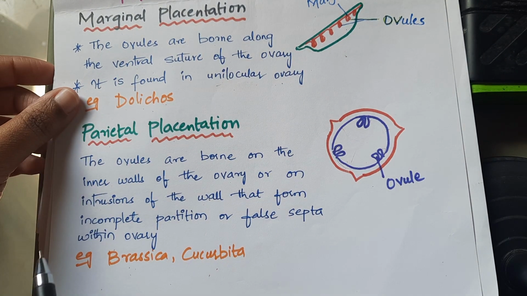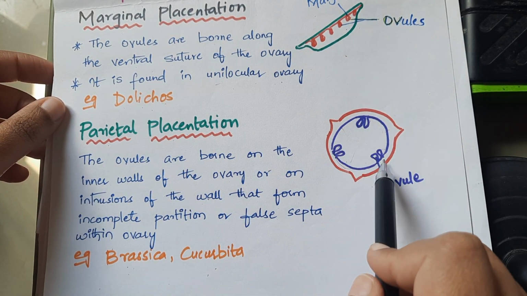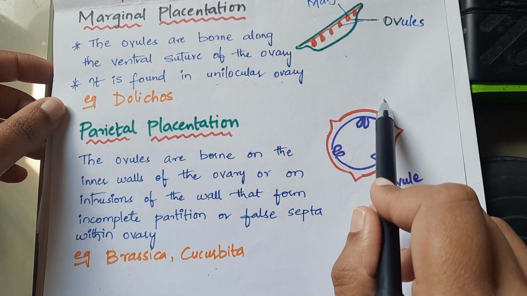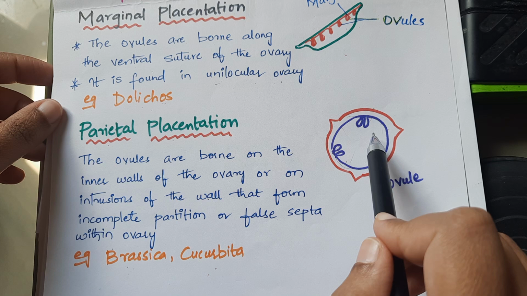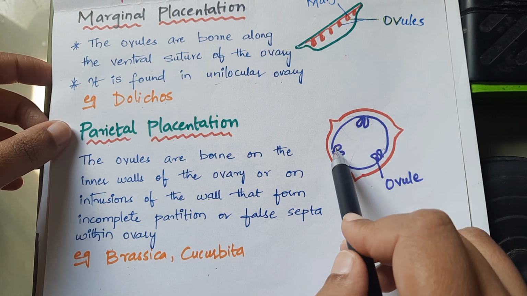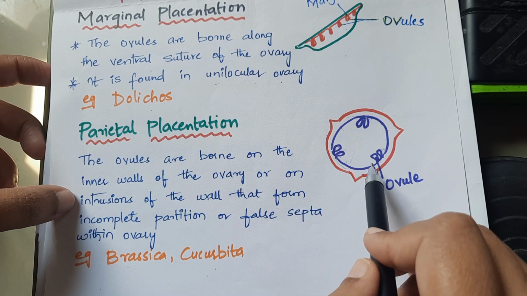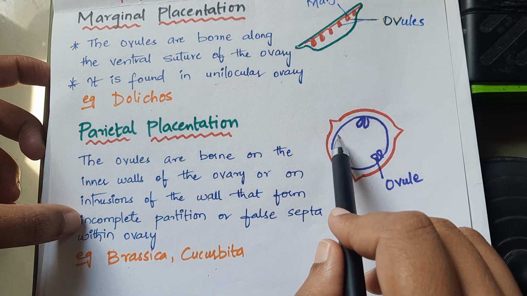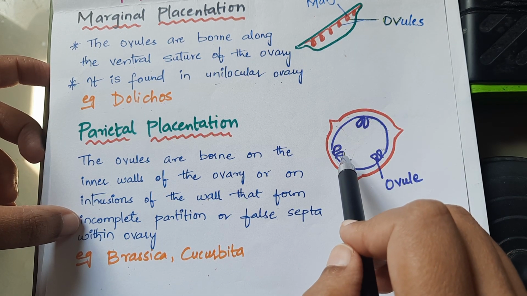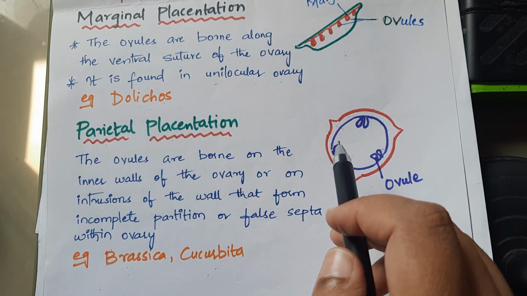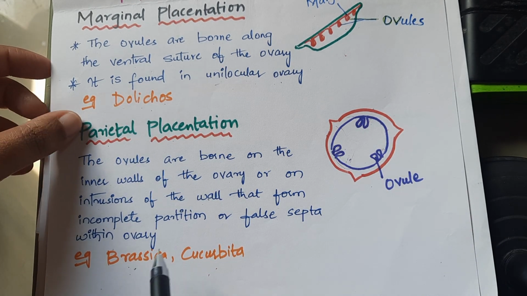Then coming to the parietal placentation. See here, the ovules are born on the inner walls. This is the outer wall, this is the inner wall. So on the inner wall of the ovary, the ovules are born on the intrusions of the wall. Sometimes it will form an incomplete partition, or it may develop false septa, which are not the true septa. Example for this is brassica and cucurbita.